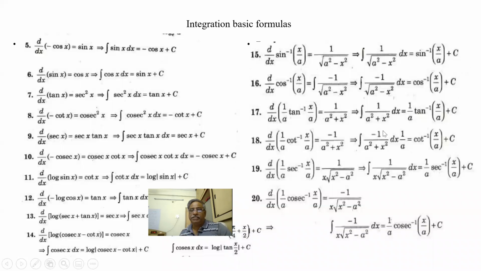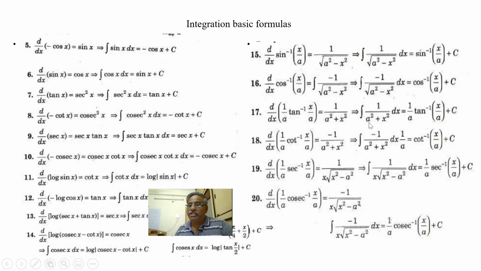Before we go to the understanding of other integrations, we'll just remember here: 1 by square root of a square minus x square is sine inverse x by a. Suppose in place of root of a square minus x square, it is a square plus x square. See, if root is not there, tan inverse x by a comes into the picture. But if root is there, root of a square plus x square, then this will become sine h inverse x by a, a hyperbolic function. Minus 1 by square root of a square plus x square is cos h inverse x by a.